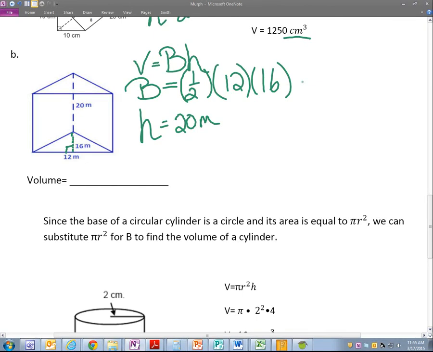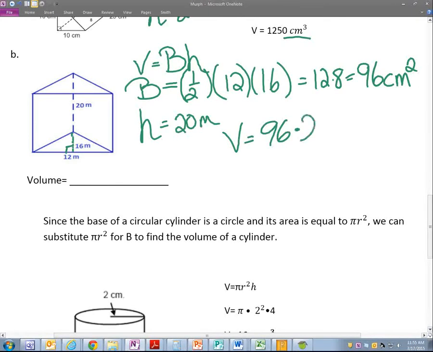So we have 1/2 times 12 times 16. Which do I want to do more, 16 times 6 or 12 times 8? I know which one I'm going to do: 12 times 8, because 80 plus 16 is 96. So now I'm going to put volume equals 96 multiplied by 20, because that's just going straight from this guy to this guy.